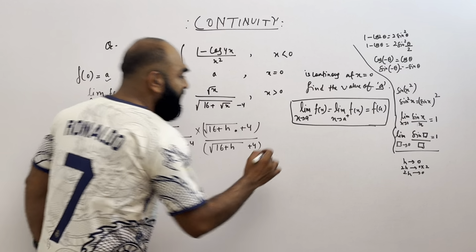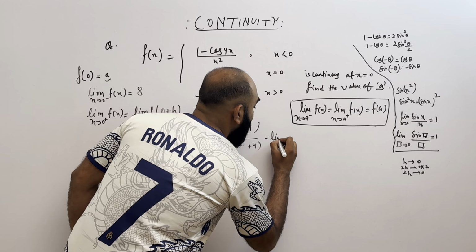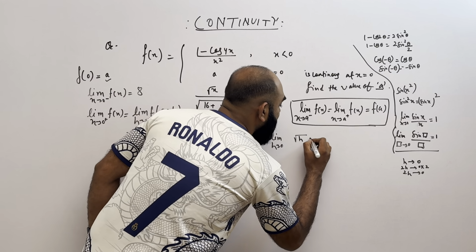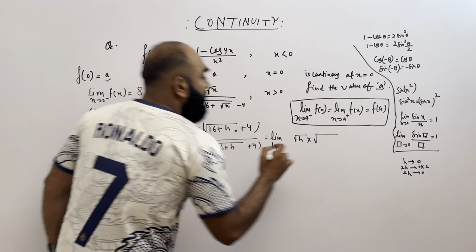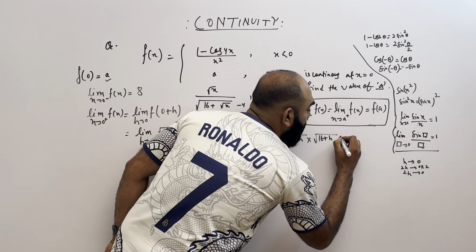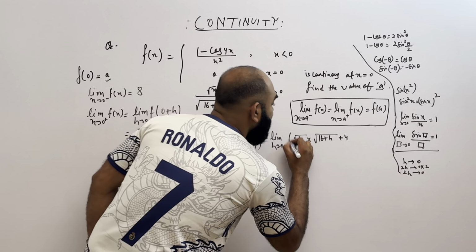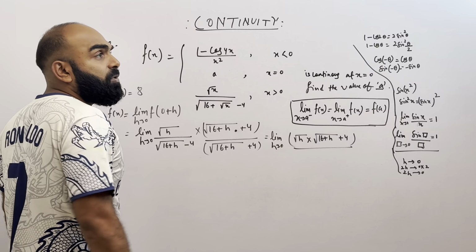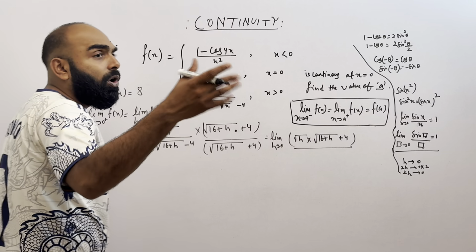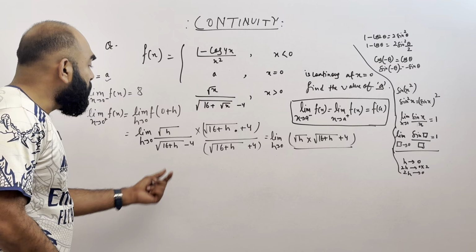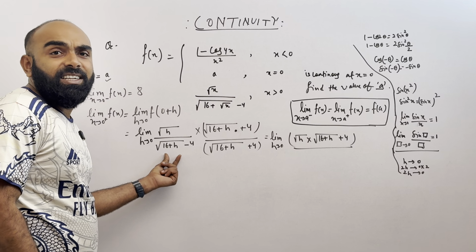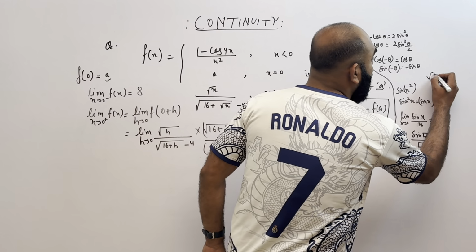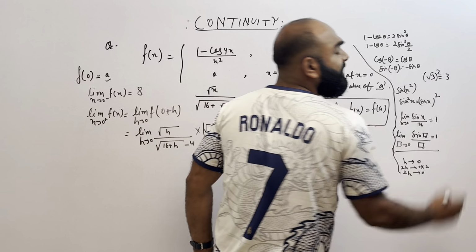Let me write here: limit h tends to 0. In the numerator, what is there? Numerator is root h into root over 16 plus h plus 4. In the denominator, this becomes a minus b into a plus b, that is a square minus b square. The square of a means the root will go away. Root of 3 whole square is 3 only.